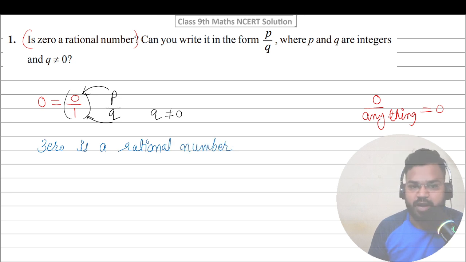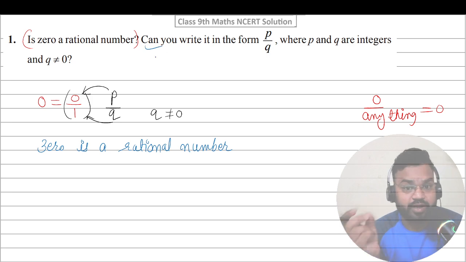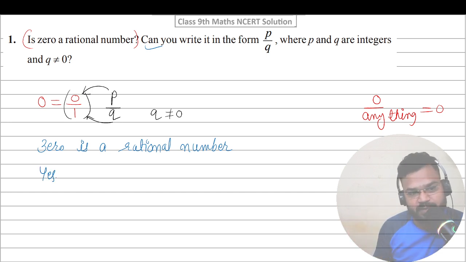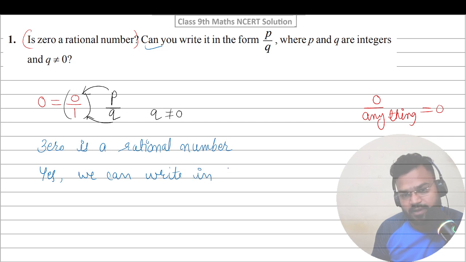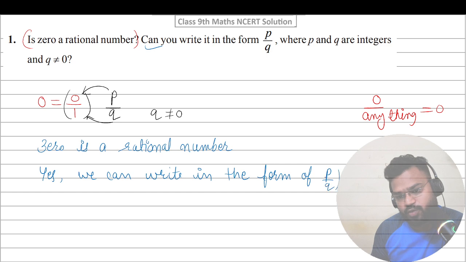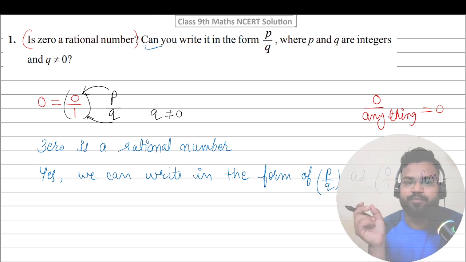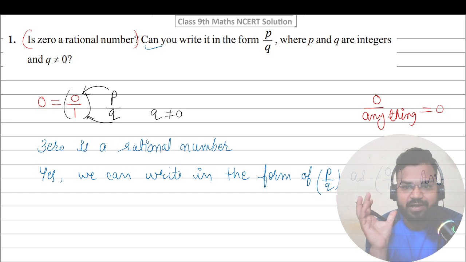Now, the second part is: can you write it in the form of p by q? So yes, we can write it in the form of p by q as 0 by 1. So this will be your answer. Clear, everyone? You have written it in the form of p by q.